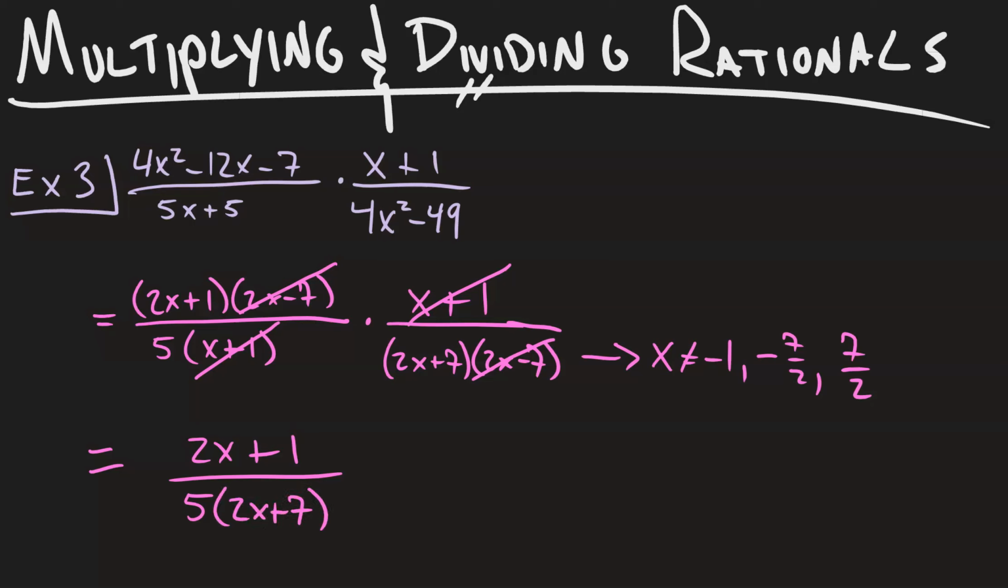Now, I'll take this moment to remind you not to be fooled into trying to cancel out the 2x and the 2x. Remember, you cancel out common factors, not common terms. So in our case, we can leave it like this in factored form, or we can distribute our denominator to get 2x plus 1 over 10x plus 35.